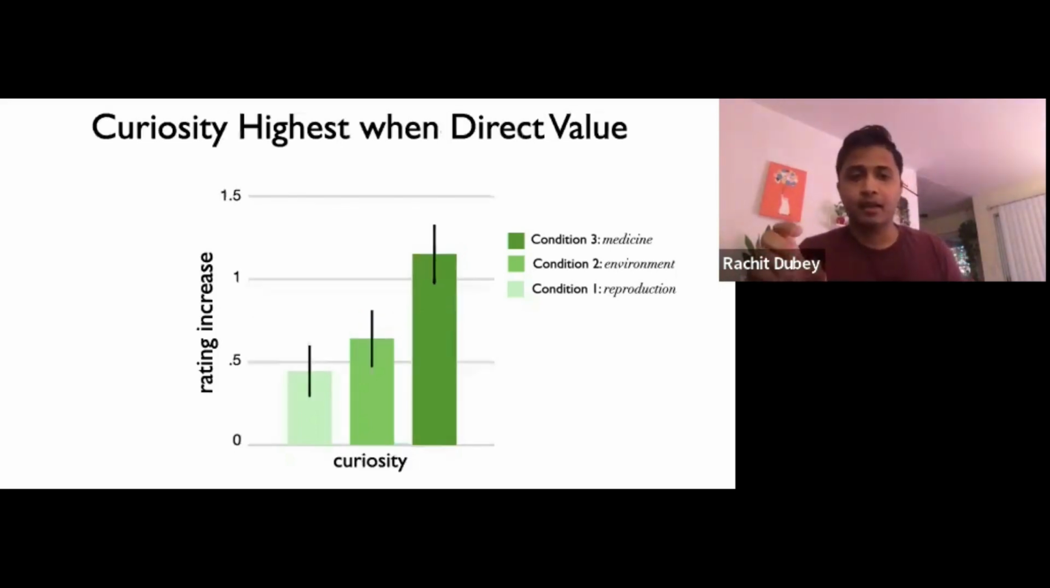And lastly, we see that curiosity increases the most in condition 3, and this was significantly different than condition 1 and 2. Furthermore, the increase in condition 1 was not significantly greater than zero. So this suggests that presenting interesting facts about a scientific topic is not enough to stimulate curiosity, at least in our task. And to induce curiosity, people need to perceive something to be of direct value to them.